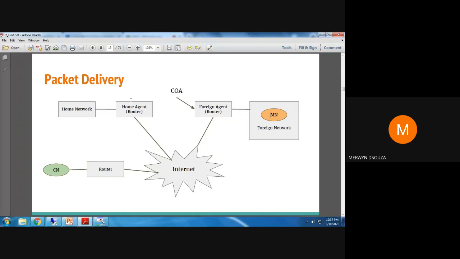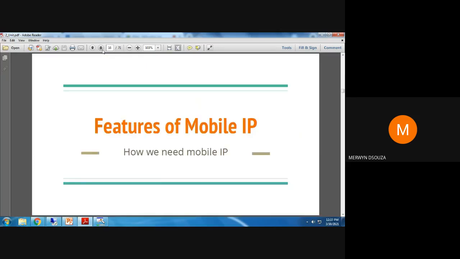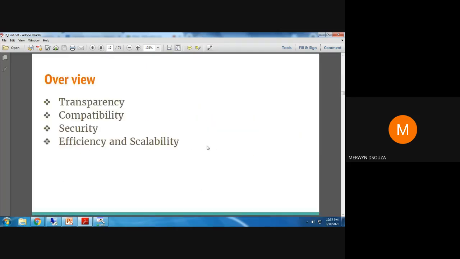So basically, as long as you are connected to the internet, you can continue to send and receive data. As long as you're connected to the network, that is the main thing. You can keep moving across networks, it does not matter, but as long as you stay connected to the internet, within the network range, you will continue to receive your data. So that is basically the main purpose of mobile IP. There are some basic features that are required. There are 4 features: transparency, compatibility, security, and the fourth one is efficiency and scalability.